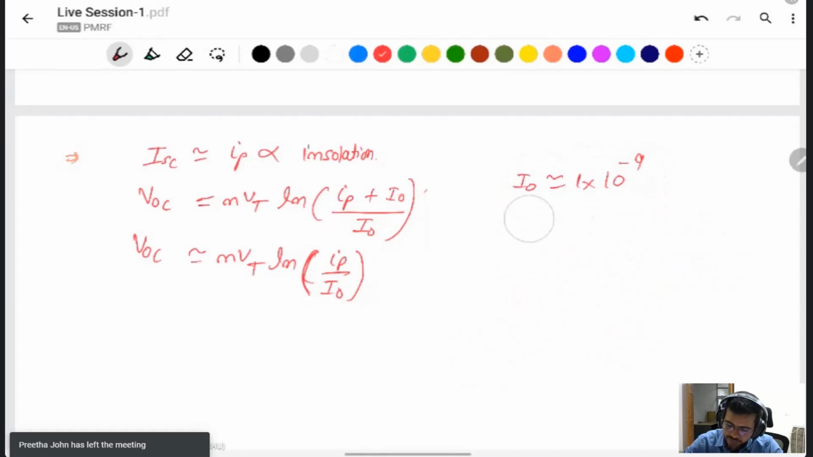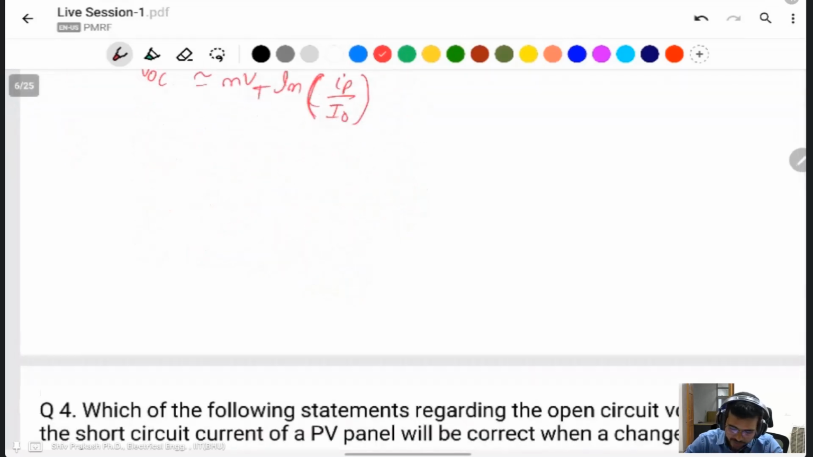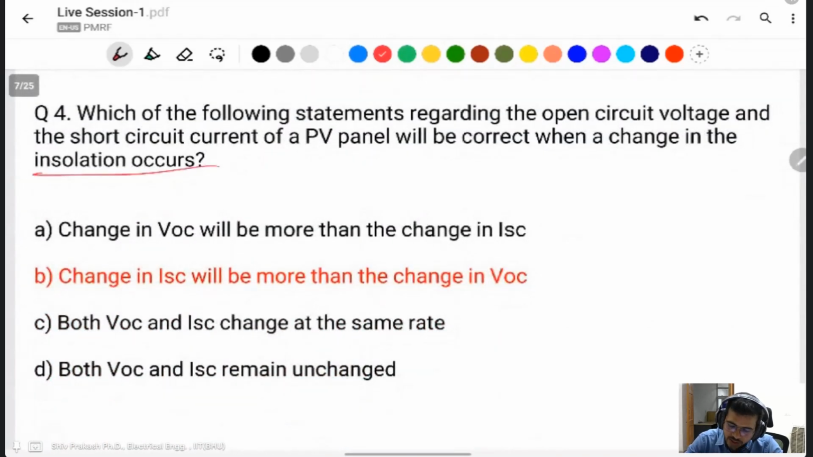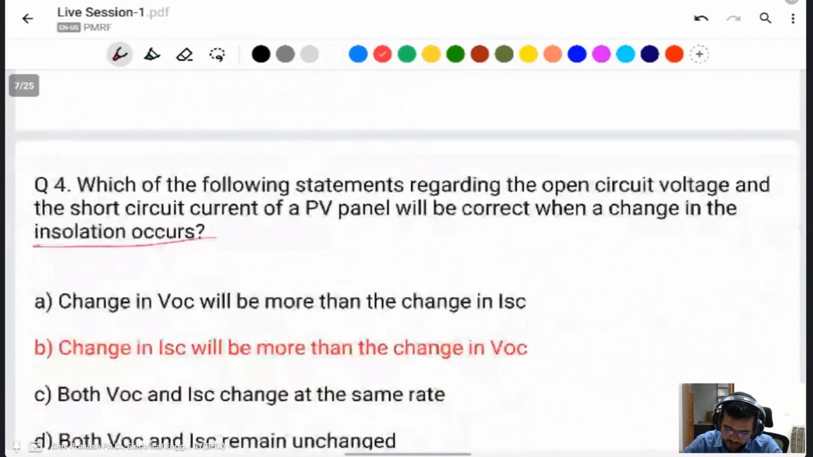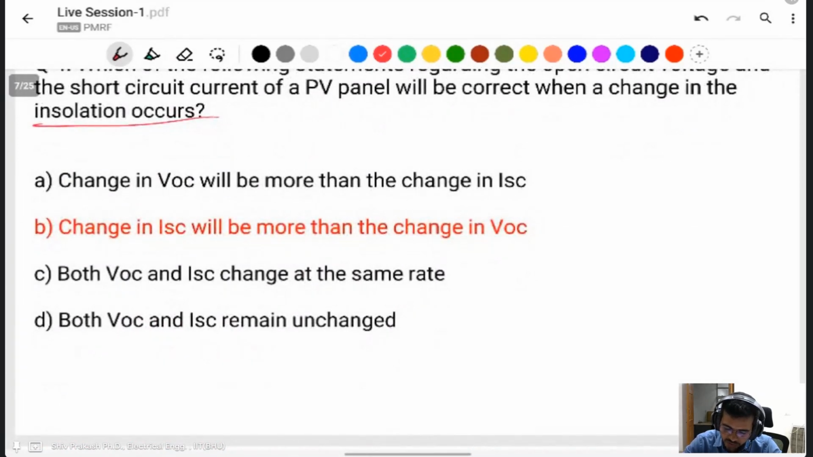Okay. Then what are the options? If insulation changes, what will be the effect on short circuit current and open circuit voltage? Change in VOC will be more than the change in ISC. This is wrong, because VOC varies logarithmically and ISC is proportional to the insulation. It means short circuit current will increase more, and open circuit voltage will increase by a smaller amount. So the change in ISC will be more than the change in VOC. You can say this one.